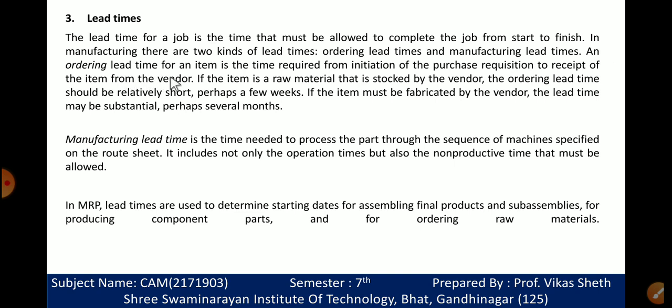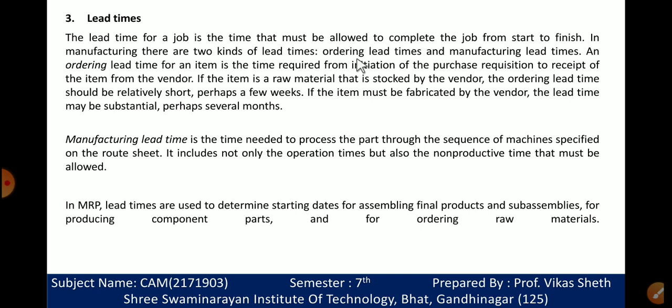First one is the ordering lead time and second one is the manufacturing lead time. The ordering lead time for an item is the time required from initiation of the purchase request to receipt of the item from the vendor. If the item is a raw material that is stocked by the vendor, the ordering lead time should be relatively short, perhaps a few weeks. If the item must be fabricated by the vendor, the lead time may be substantial, perhaps several months. Okay, that depends on the order.